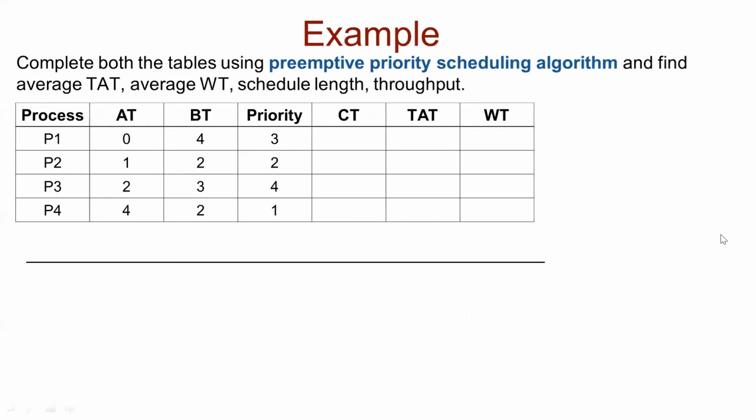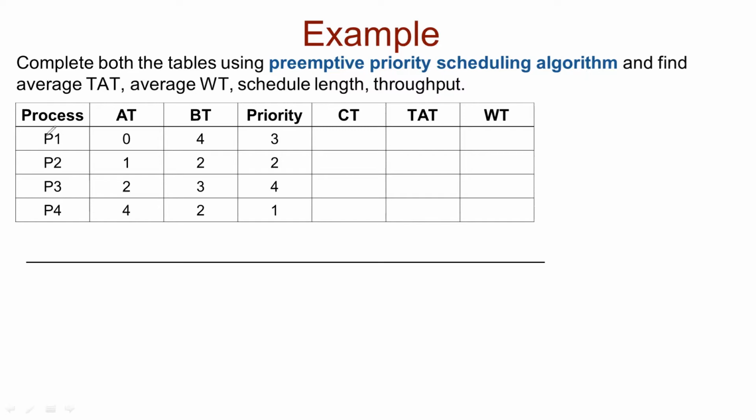As you can see, there are 4 processes in the system, and we have been given their arrival times, burst times, and their priorities. So we have to use priority scheduling algorithm and find the average turnaround time, average waiting time, schedule length, and throughput.